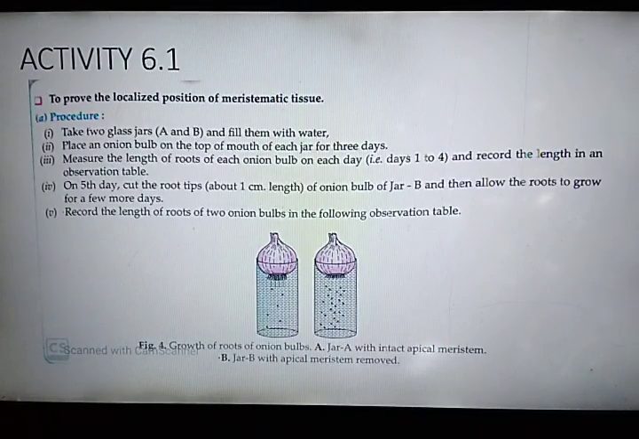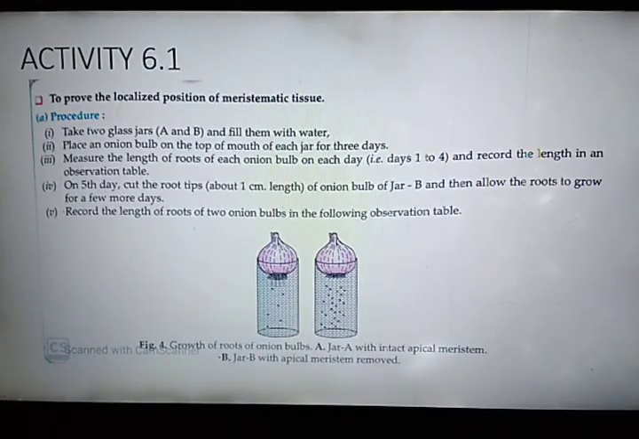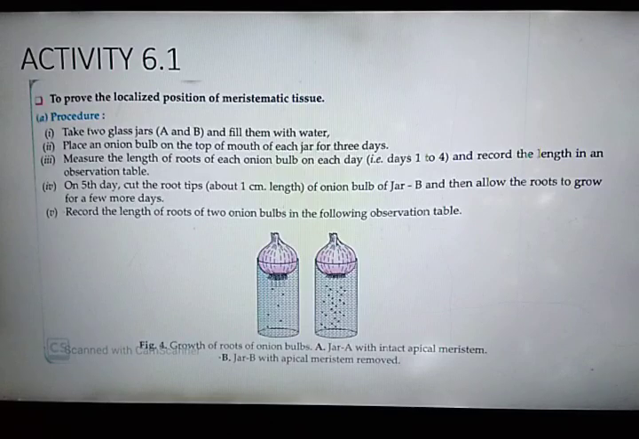One activity is given in your NCERT, activity 6.1 on page 69. Page number can be changed according to the book. Now you have to perform this activity at your home, and you have to write this activity on any page, or on loose sheets if you have them. How do you have to perform this activity?